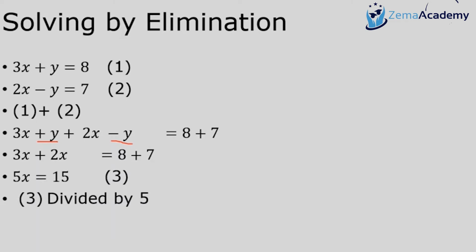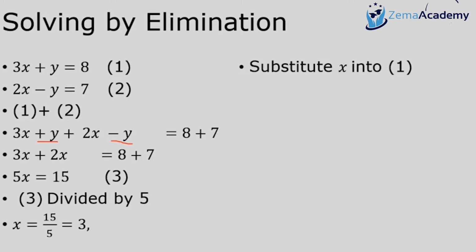I'm going to divide equation 3 by 5. So again, I'm going to have to do that to both sides. I have to divide 5x by 5 and 15 by 5, and that gives me x = 15 over 5, or x = 3. So now I have a value for x, but I still don't have a value for y. So I need to go back and substitute x into the first equation. To be honest, it doesn't matter which you use. I'm going to use equation 1 this time because y is positive there, otherwise I'd have to do some strange rearranging.